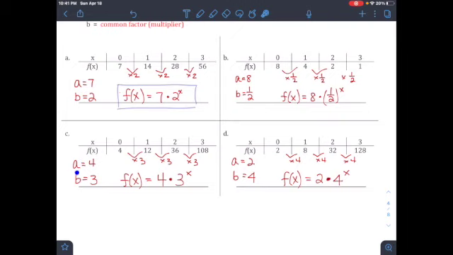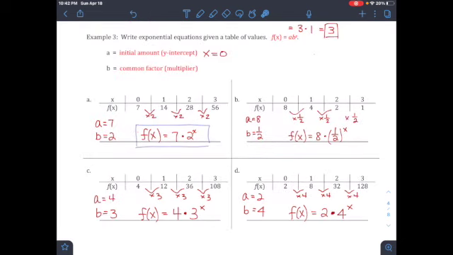Same thing for C: a is 4, the initial, and b is the common factor, so it's initial times common factor to the x power, 4 times 3 to the x. Same thing for letter D: a is 2, b is 4, so f of x is equal to 2, the initial, times 4, the multiplier, to the x power. And that concludes 6.2's notes.